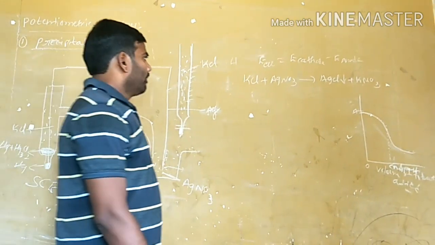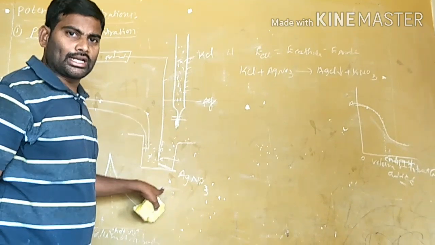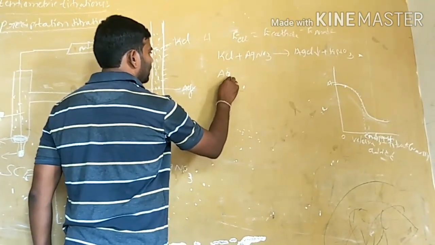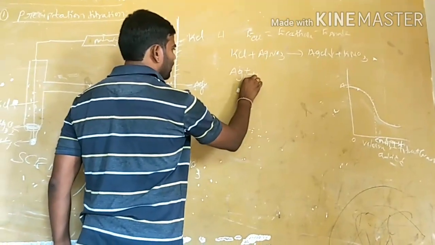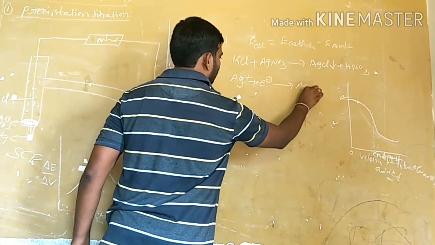And this silver electrode is acting as the cathode now, which means the possible reaction is a reduction reaction. These Ag plus ions, by gaining electrons, produce Ag.